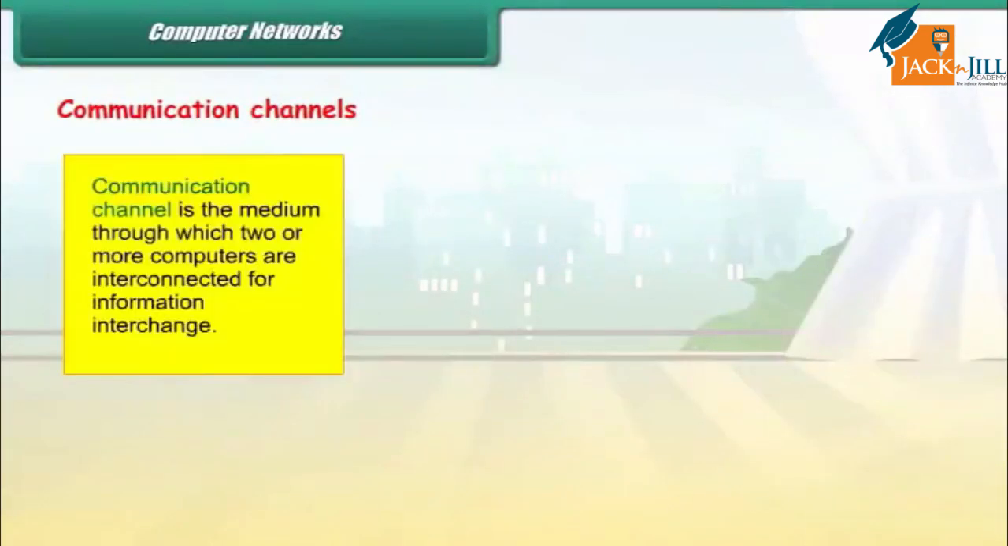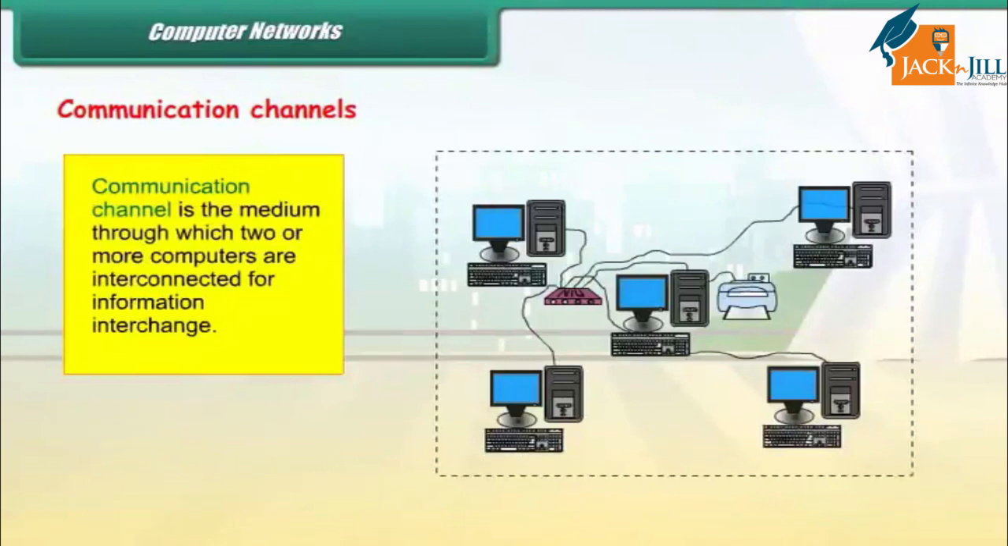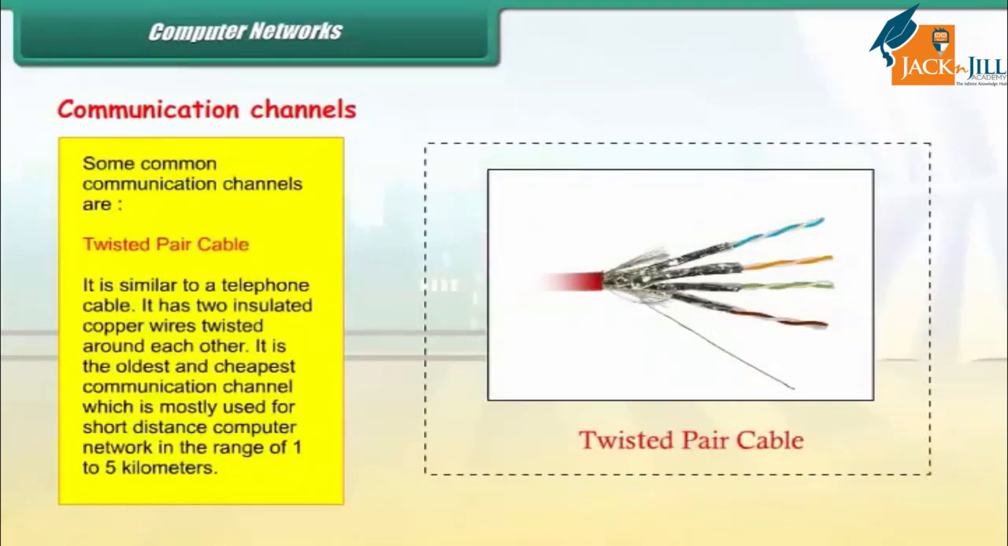Communication channels. A communication channel is the medium through which two or more computers are interconnected for information interchange. Some common communication channels are twisted pair cable. It is similar to a telephone cable. It has two insulated copper wires twisted around each other. It is the oldest and cheapest communication channel, which is mostly used for short distance computer networks in the range of 1 to 5 kilometers.